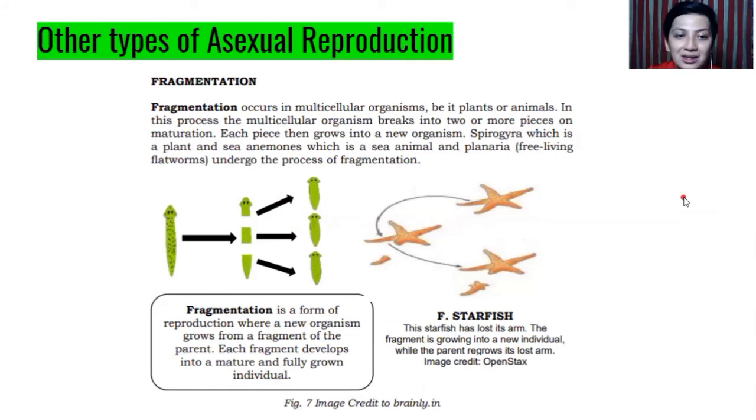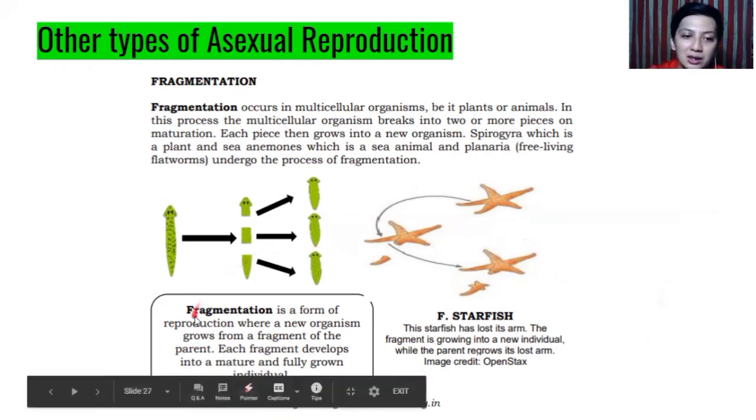Spirogyra, which is a plant, sea anemones, which are sea animals, and planaria, a free-living flatworm, undergo the process of fragmentation. So meron siyang mga fragments or yung small pieces na yon ng organism can grow into a newly developed organism. So this is planaria, same as with the regeneration.